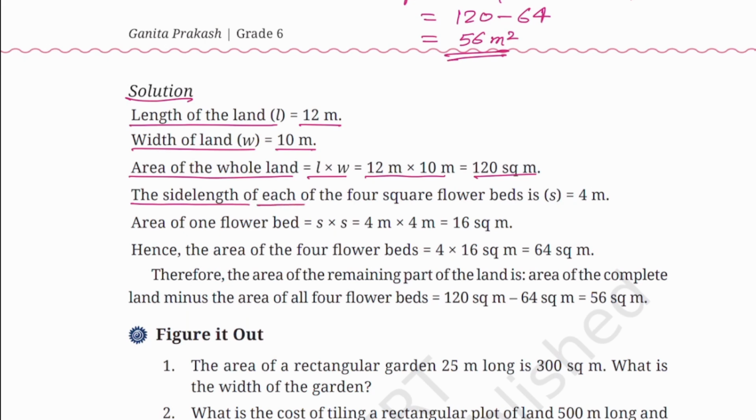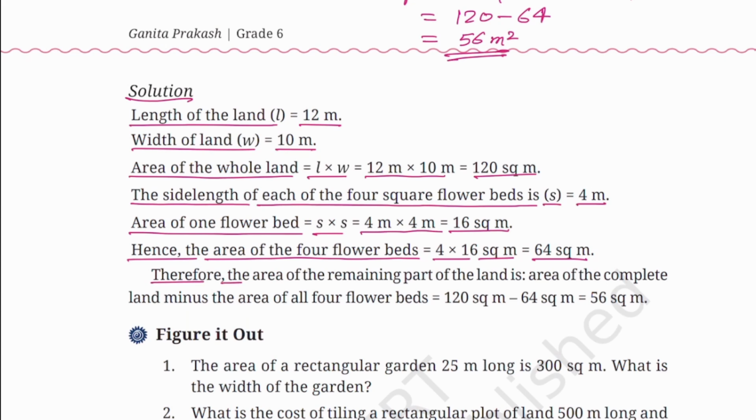The side length of each of the 4 square flower beds is 4 meter. Area of one flower bed is equal to S into S, 4 into 4 is equal to 16 square meter. Hence the area of the 4 flower beds is equal to 4 into 16 square meter, that is 64 square meter.